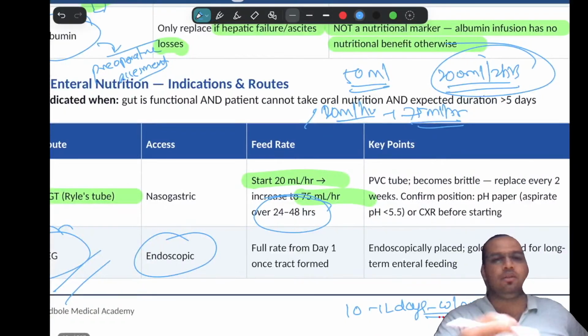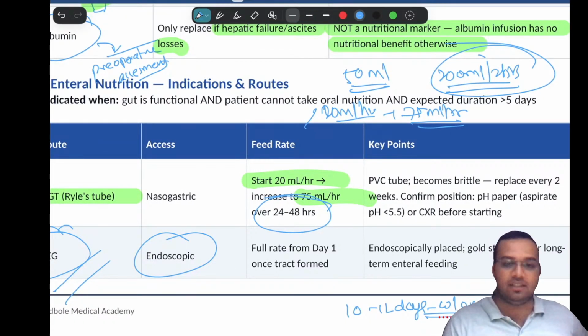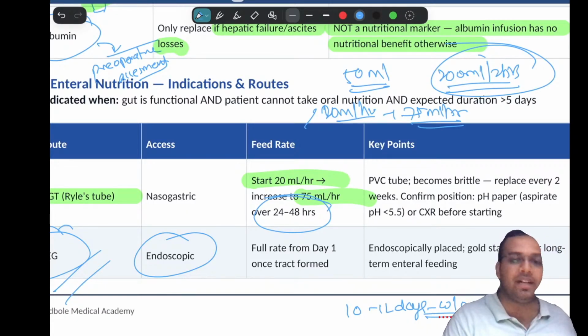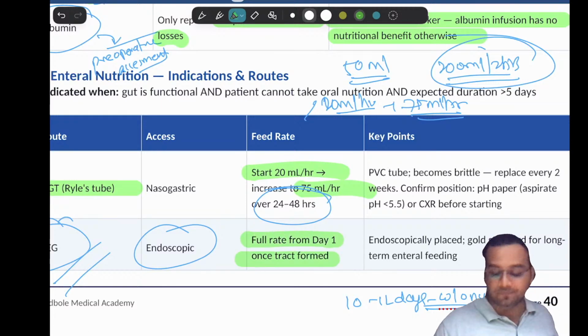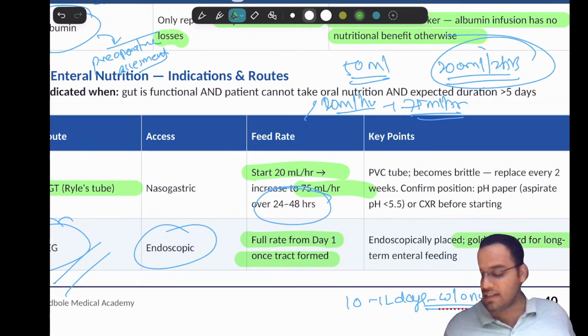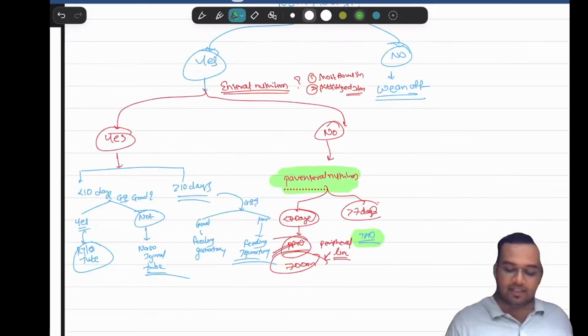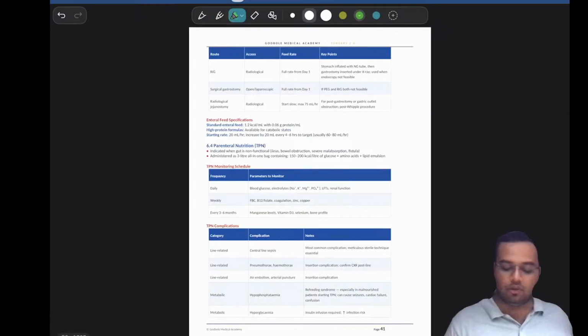And here the tube is not in the nose or in the throat. So if the patient is going to vomit, whenever the patient feels like vomiting, he will vomit out. So it won't cause aspiration. You can start the full feeds from day 1 itself. It is the gold standard for long-term enteral feeding. Everything is related to this table. If you know this table wholeheartedly, you don't need to worry.